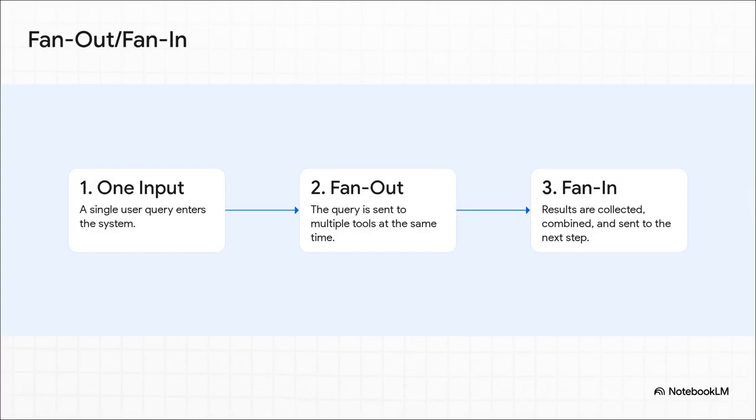LCEL also makes it incredibly simple to run tasks in parallel. There's this component called RunnableParallel, and it uses a pattern known as fan-out, fan-in. So imagine a user asks a question. The system can fan out that question to a database, an API with user info, and a prompt generator all at the exact same time. Then it fans in, gathering all those results together to build the final answer. This slashes the time a user spends just staring at a loading screen.